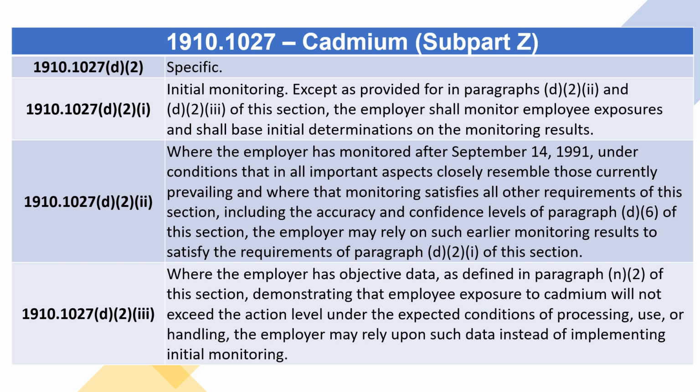of this section. Where the employer has objective data, as defined in paragraph (n)(2) of this section, demonstrating that employee exposure to cadmium will not exceed the action level under the expected conditions of processing, use, or handling, the employer may rely upon such data instead of implementing initial monitoring.